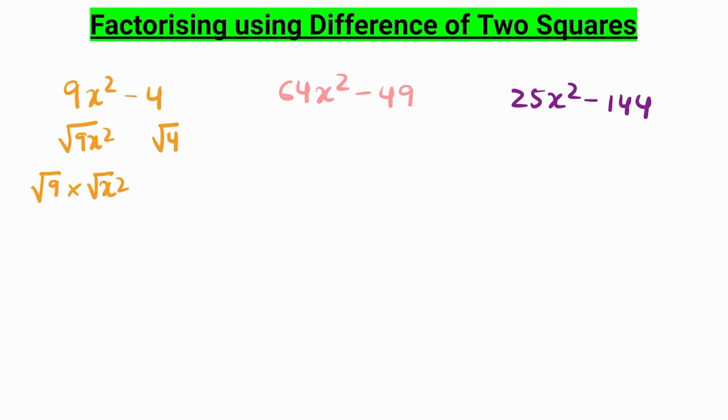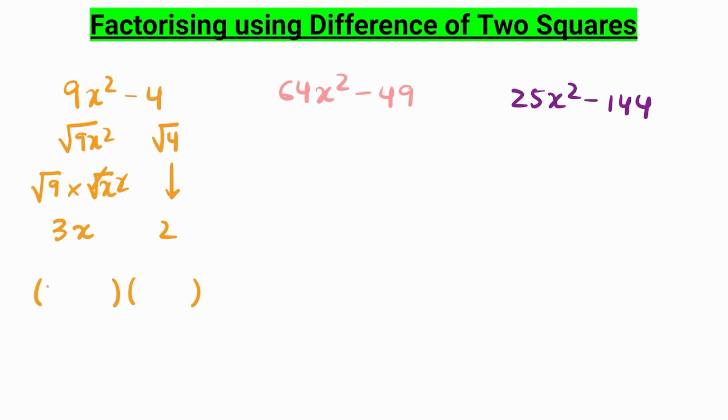What is the square root of 9? It's 3. And what is the square root of x squared? We can cancel out the square root and square signs here. It's just 3x. What is the square root of 4? The square root of 4 is 2. After this, we can put two pairs of brackets here.